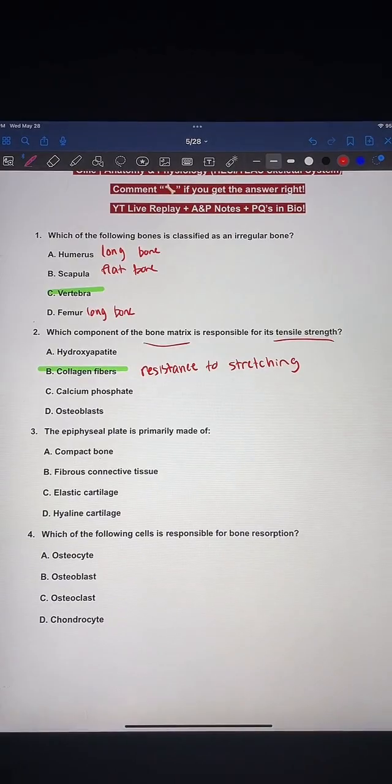Moving on to number 3, the epiphyseal plate is primarily made of what? Awesome, for those of you who got it right, drop your answer down in the comments, A, B, C, or D. The epiphyseal plate is primarily made of what?